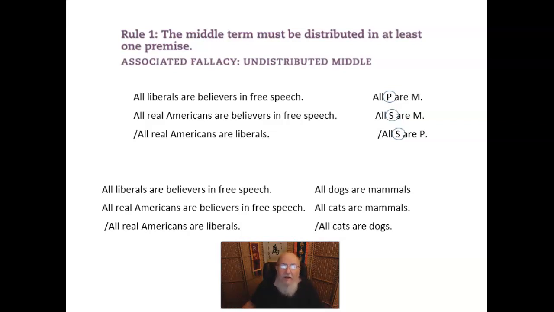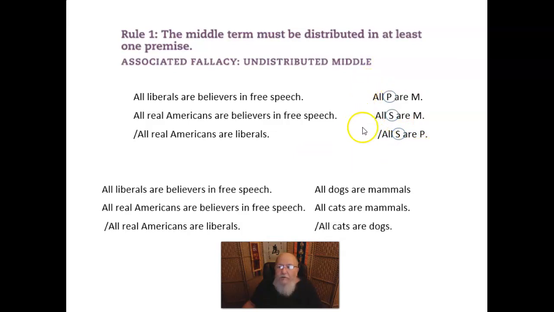Okay? Now, our first rule is that the middle term must be distributed in at least one premise. And the associated fallacy is the fallacy of the undistributed middle. Now, take this argument, for example. All liberals are believers in free speech. All real Americans are believers in free speech. So all real Americans are liberals. Notice also what I did here, and you probably always want to do this.